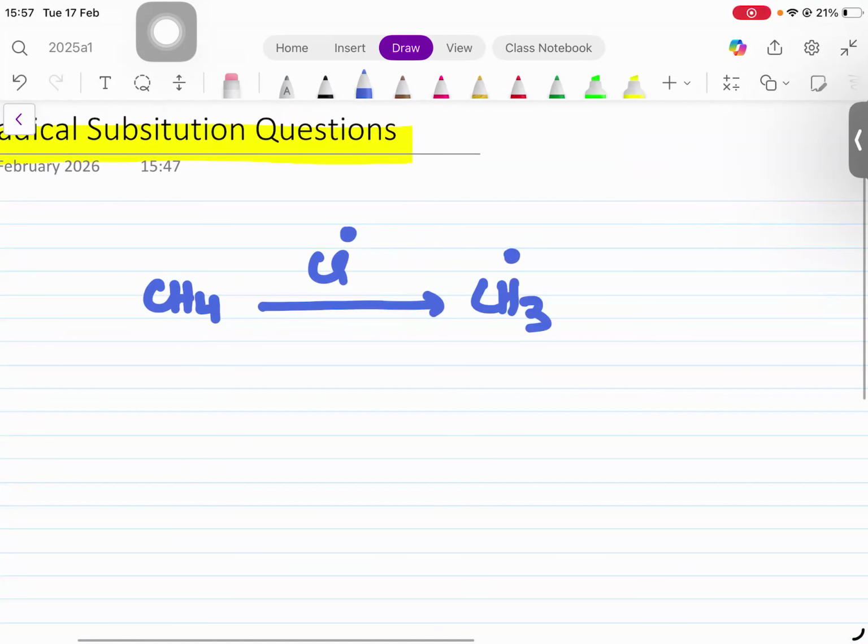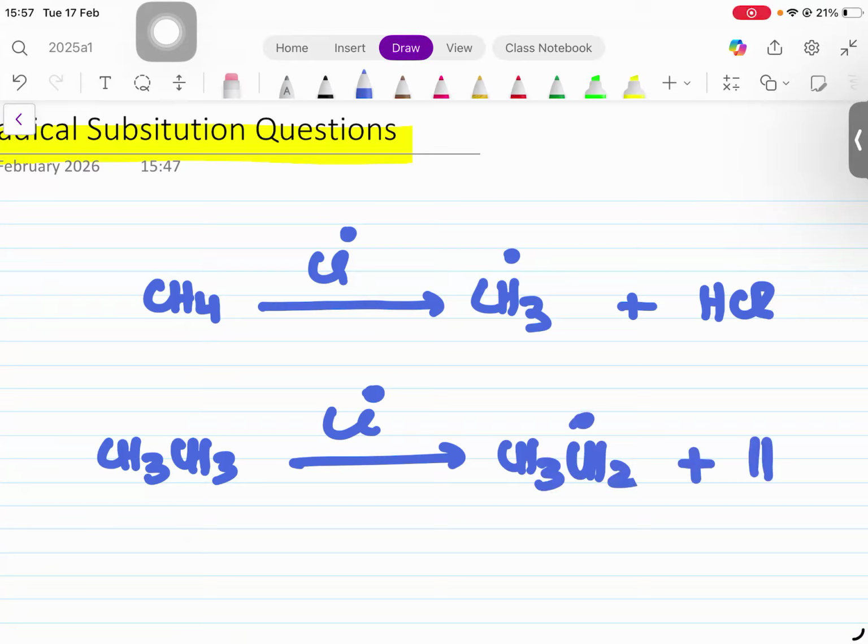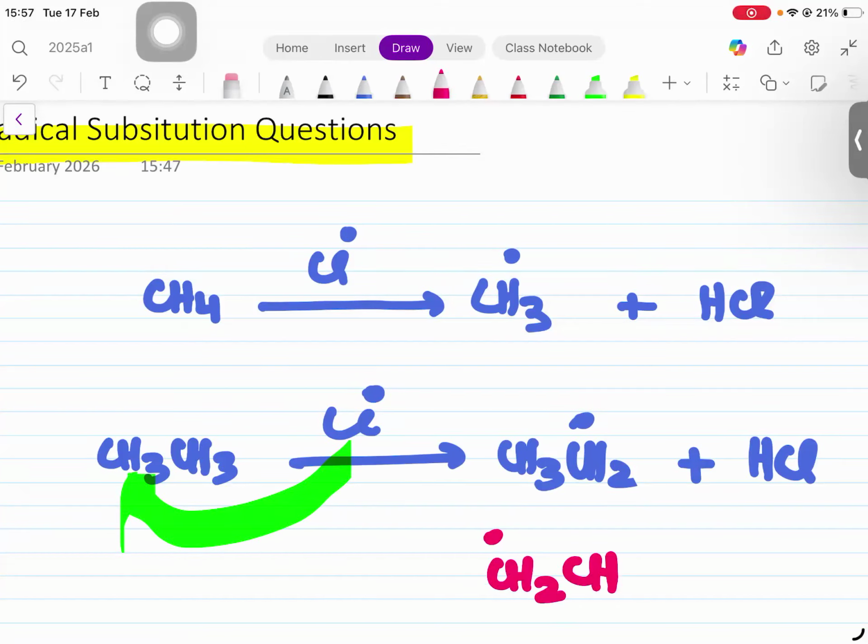CH3 free radical plus CH3 plus Cl free radical, what is the product? CH3CH2 radical plus HCl. Now, if this Cl even attacks this carbon, even then the same thing will form, because this CH2CH3 is the same, just like the one on the top. Yes, sir. So they are the same one.